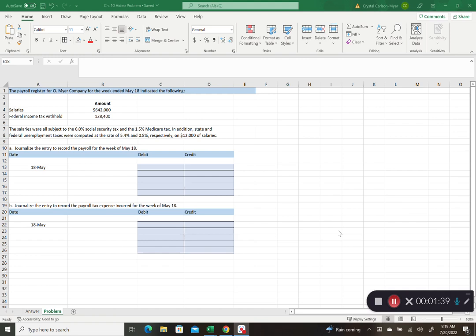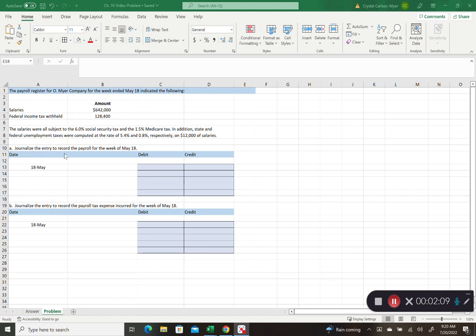And then in addition, state and federal unemployment taxes were computed at a rate of 5.4 and 0.8 respectively on $12,000 of salaries. There is a maximum salary amount for each individual employee that federal unemployment and state unemployment are subject to. It just depends on how much employment tax has been collected already on each individual employee. In these problems, they will tell you the amount that you're going to multiply by your federal unemployment and state unemployment tax rates. Okay, so let's go ahead and get our journal entries prepared.